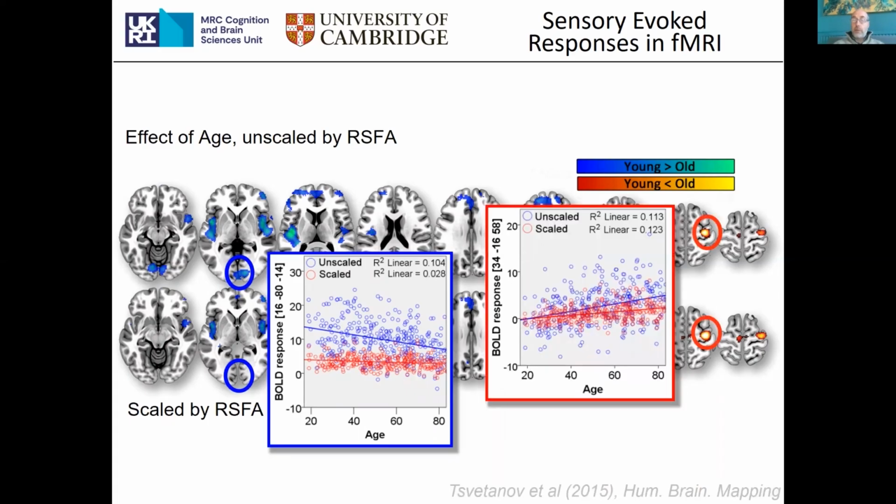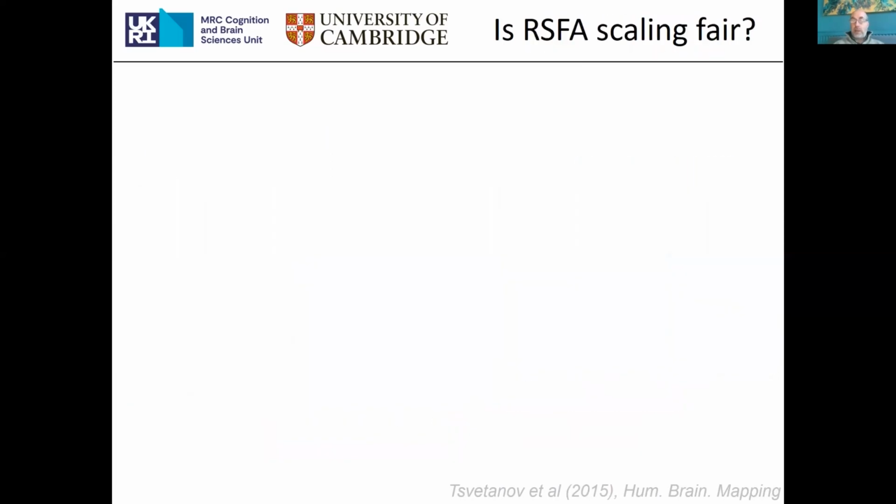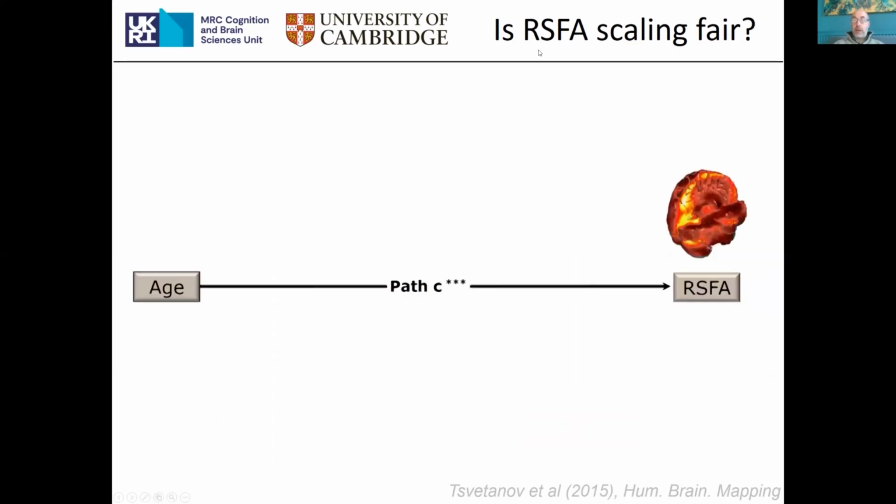It doesn't remove everything, by the way, because the ipsilateral motor cortex, so right motor cortex because they respond with their right hand, actually shows age-related increases in activity, an interesting phenomenon in its own right, but that is unaffected, or in fact gets more significant in terms of R squared following scaling by RSFA. So it doesn't wash out everything. But nonetheless, we have to be careful with these scaling techniques because it's possible that RSFA isn't a pure measure of vascular health, but also does include a neural component. So we can actually test this using MEG.